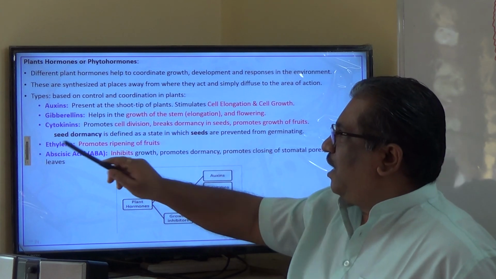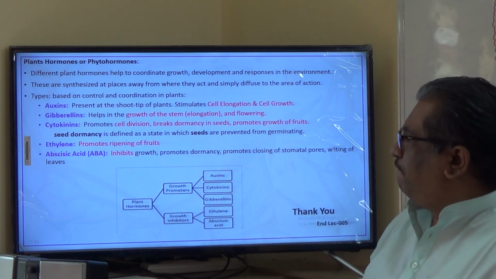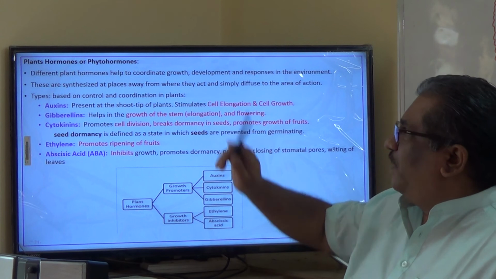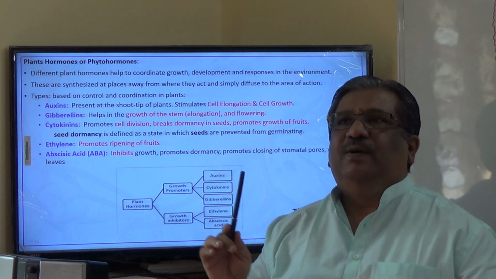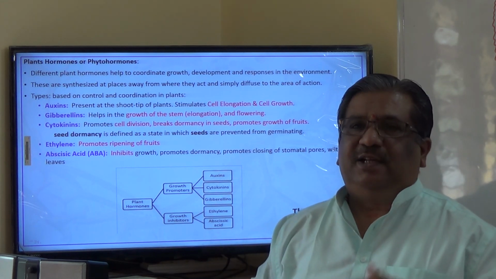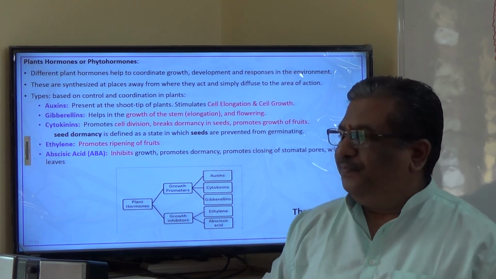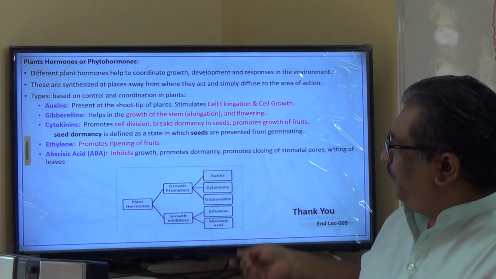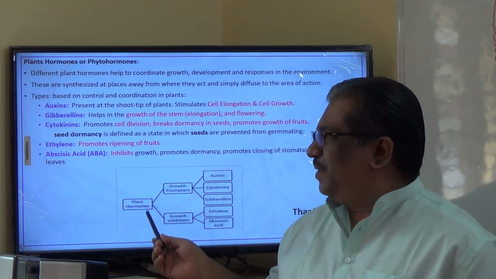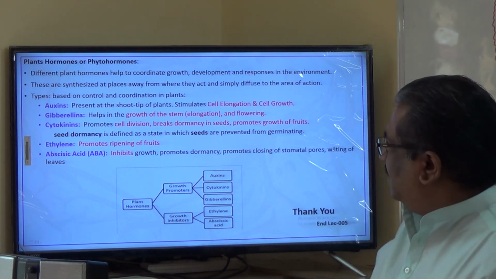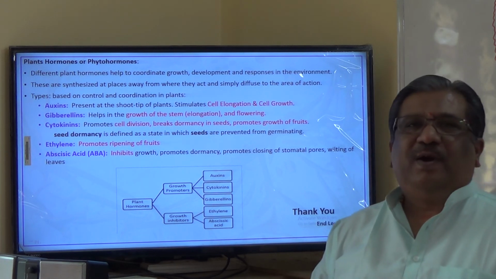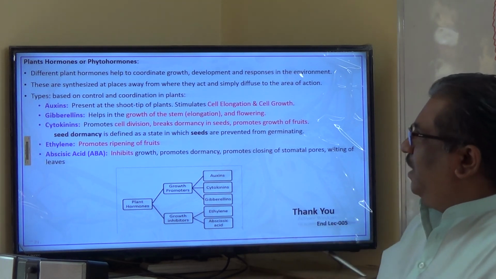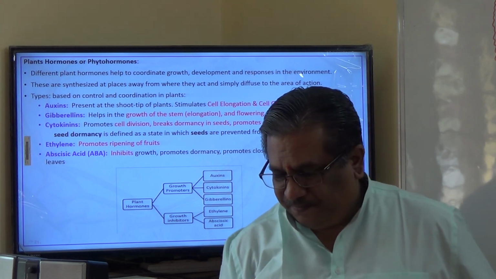Remember, these plant hormones are responsible for the control and coordination in terms of the movements of parts of the plants in response to the stimuli. Okay, so A is not required. These diagrams are not required. I don't prescribe this. These are the things here. I think we have completed this chapter. In all respects, I have completed this chapter.